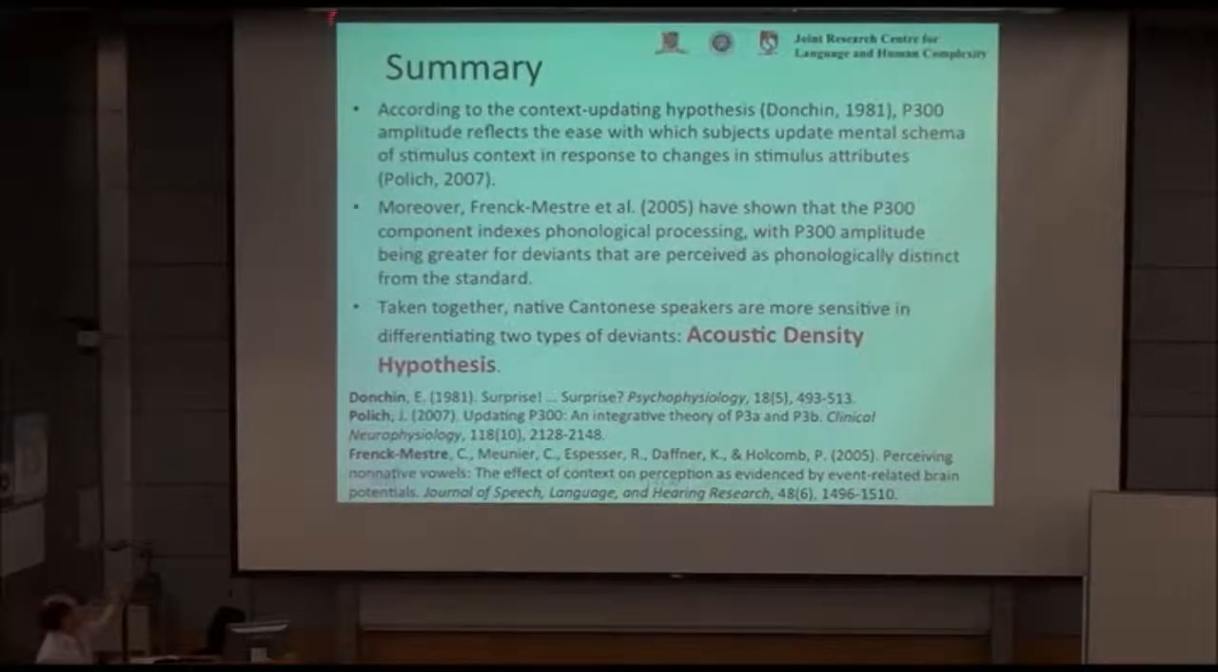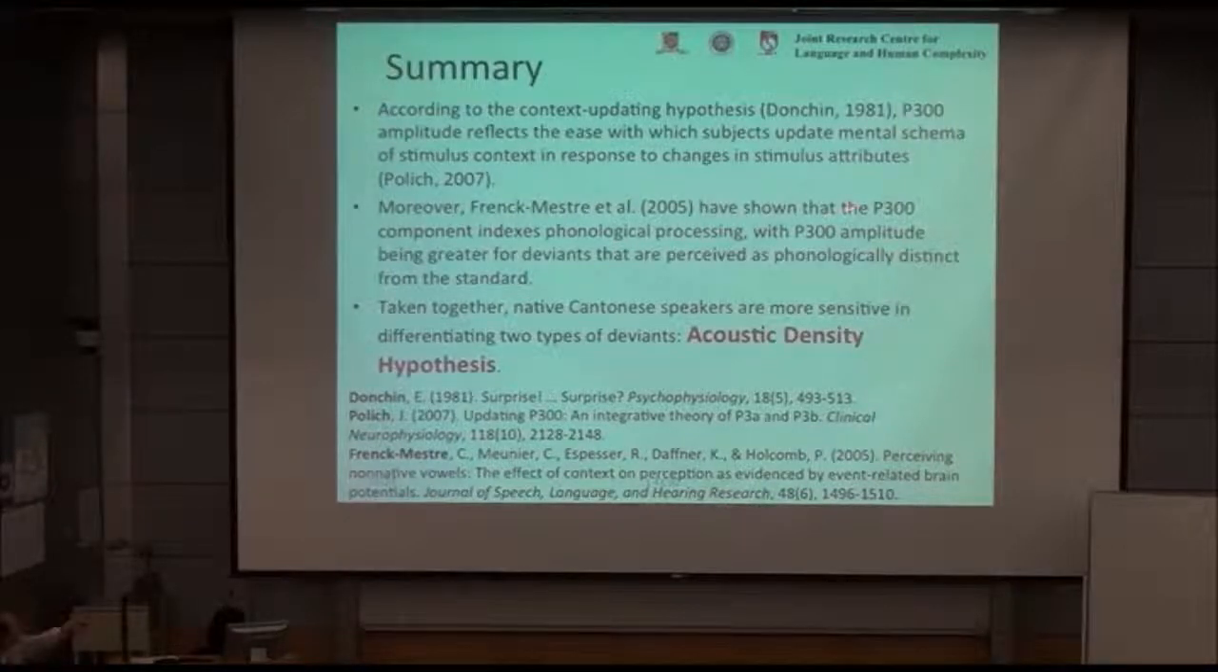And just based on this is not enough, because we know we use two types of deviants, right? Within category deviants and across category deviants. So this can only explain the deviant. The deviant will give different ERPs.